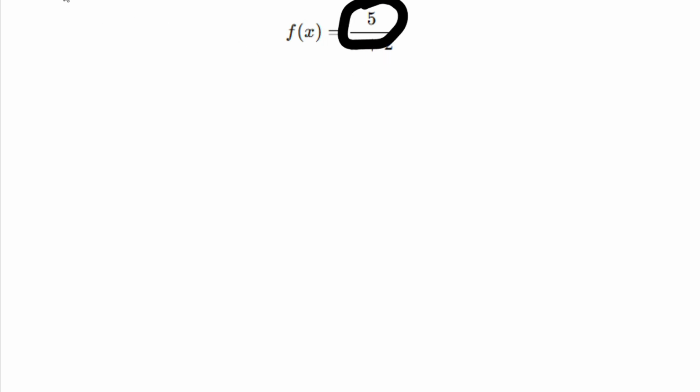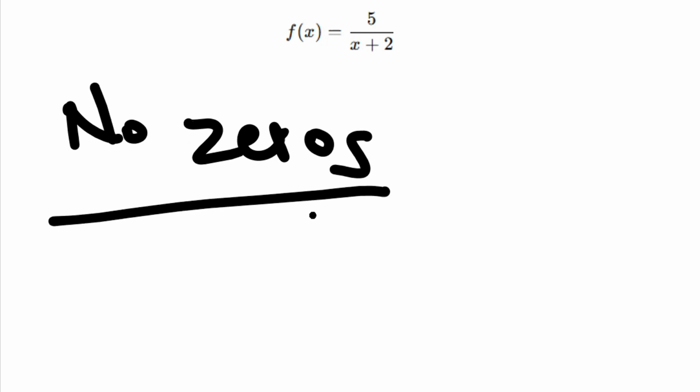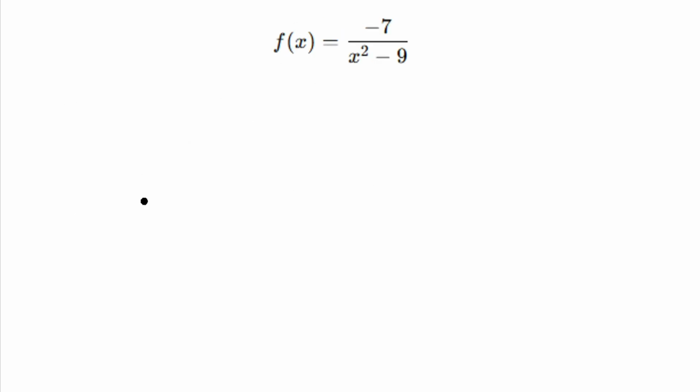Let me clean that. That's so big. Okay. If the numerator is a constant, then the answer is no zeros. So for this particular question, there are no zeros. We cannot find a zero for this function because the numerator is a constant. Good. Let's go to the next one.